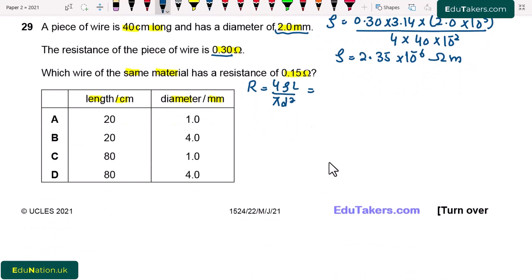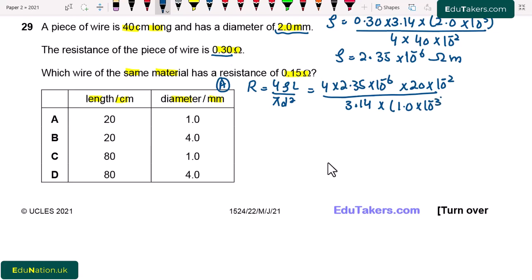So here I write for option A, 4 multiplied by 2.35 into 10 to the power minus 6, length is 20 centimeter, divided by pi, which is 3.14, multiplied by 1.0 into 10 to the power minus 3 squared. So the value of resistance for A is 0.59 ohm. Now I am going to calculate for the wire D.